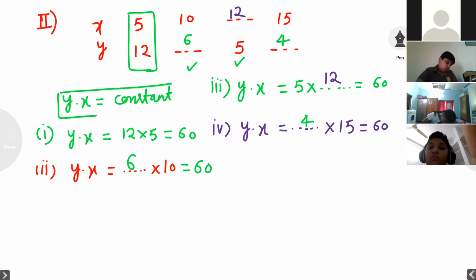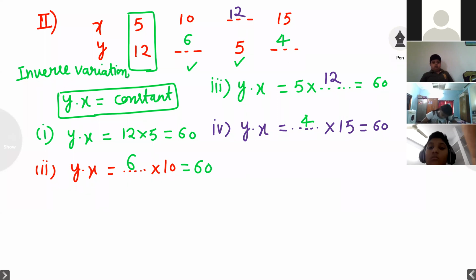When I apply this concept, y into x is equal to constant, is it inverse variation or direct variation? Inverse variation. In the case of direct variation, y by x is equal to constant.